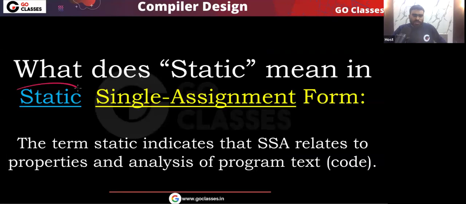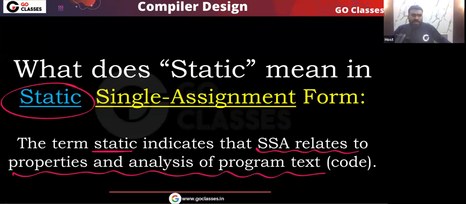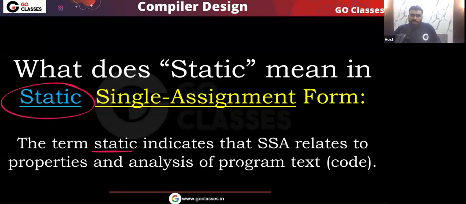So what does this word static mean? The term static indicates that SSA relates to properties and analysis of program text. Is this clear? SSA is basically related to properties and analysis of program text, program code.